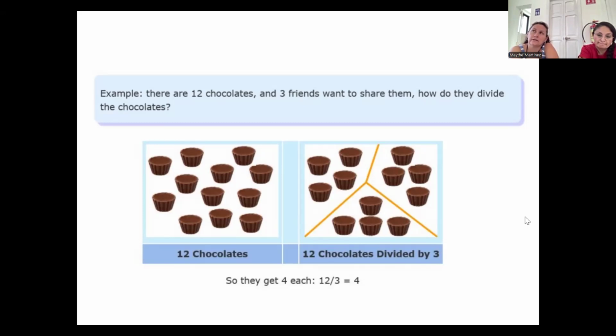Got it? Got it. So it needs to be whole numbers. It cannot be any point something.